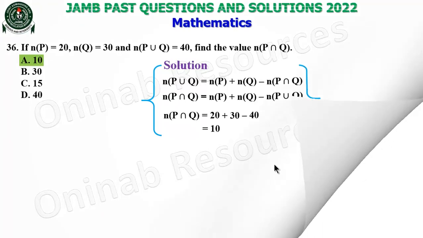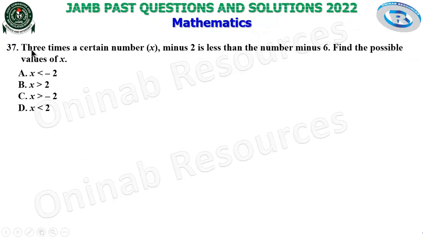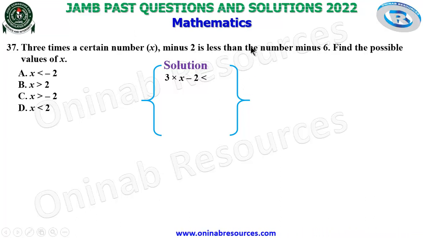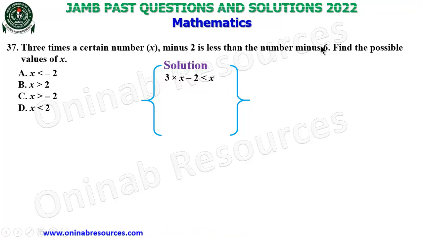We then go to 37. Problem 37, 3 times a certain number x minus 2 is less than the number minus 6. Find the possible values of x. So what we do is we form the linear inequality. 3 times a certain number, that is 3 times x minus 2 is less than the number which is x minus 6. So this is it.